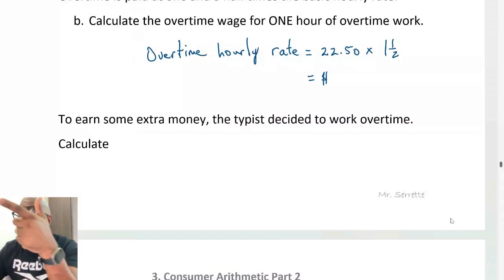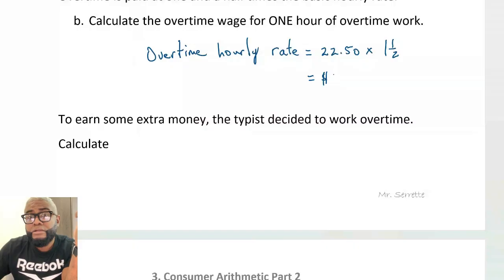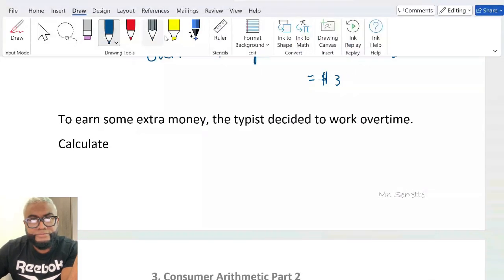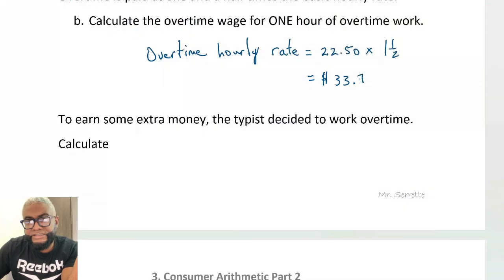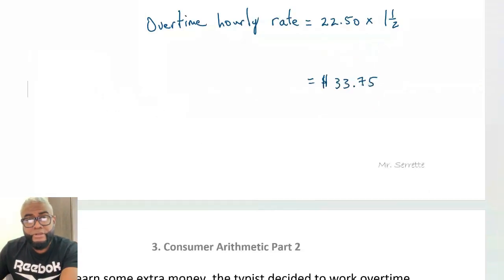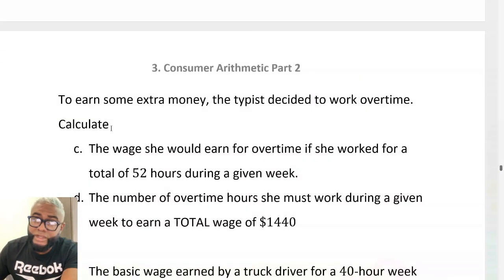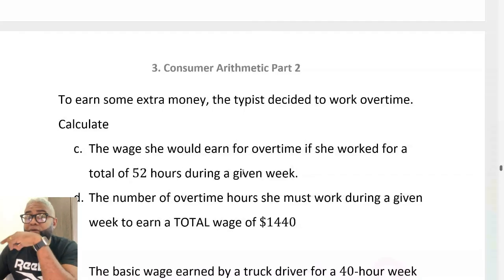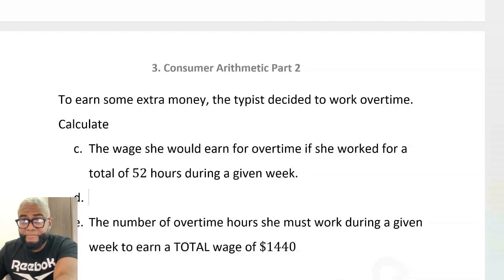So tell me, what is the time and a half for B? 33.75. All right, very good. To earn extra money, the typist decided to work overtime. The wage that she earned for overtime, if she worked for a total of 52 hours during a week, is what we want to find.